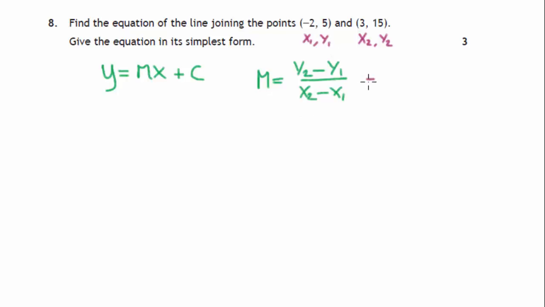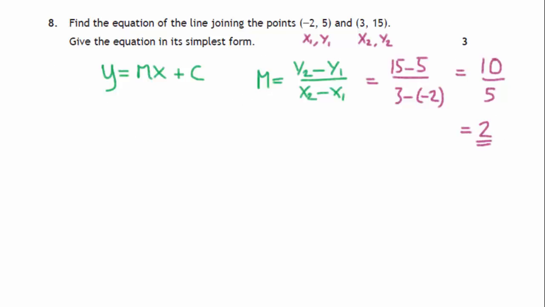So we can now, that's 15 minus 5, and that is over 3 minus minus 2. So that equals 10. Now 3 minus minus 2, the two minuses make a positive, so that's going to be 5, and that is going to equal 2. Okay, so we now know m equals 2.